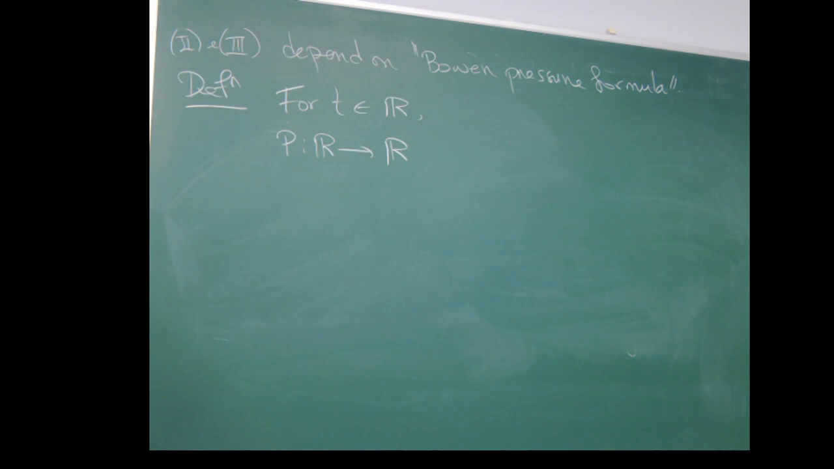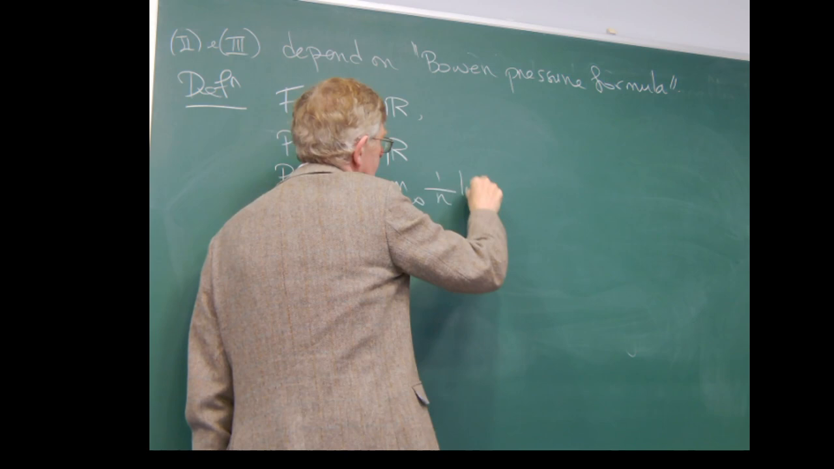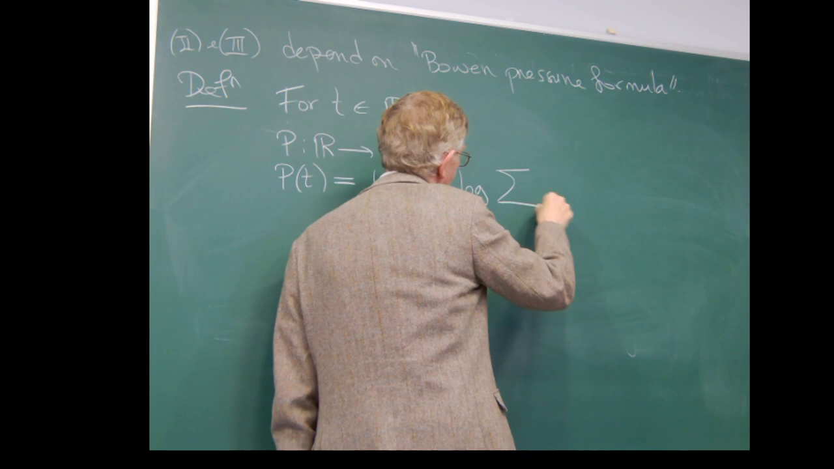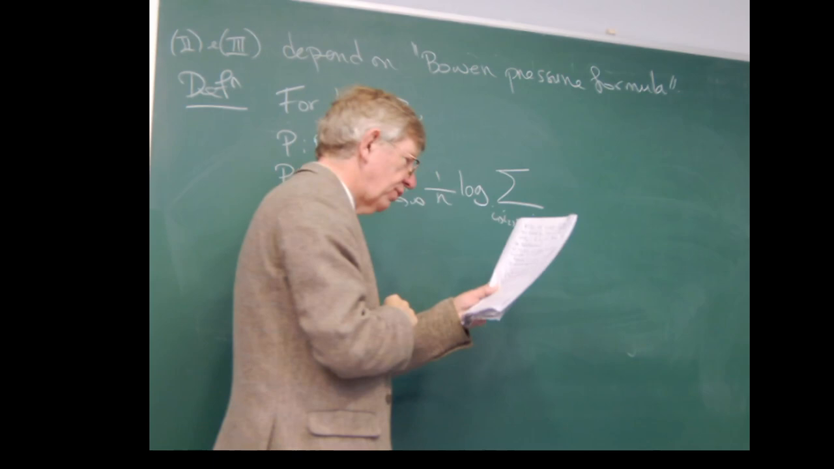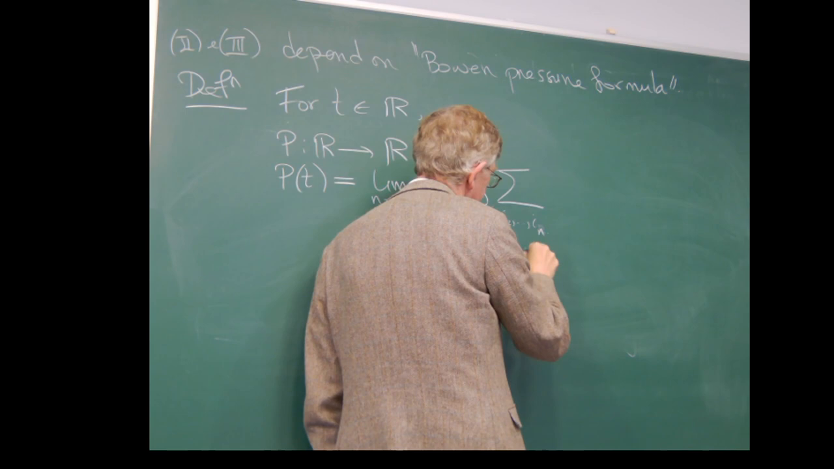Well, it can take a parameter t onto some number. And the number I'm going to define to be the limit as n tends to infinity of 1 over n, the log of something. And the something is I'm going to sum up over i1, i2, up to in. What are these? Well, these are just values 1 up to k. They're just indices for my contractions.